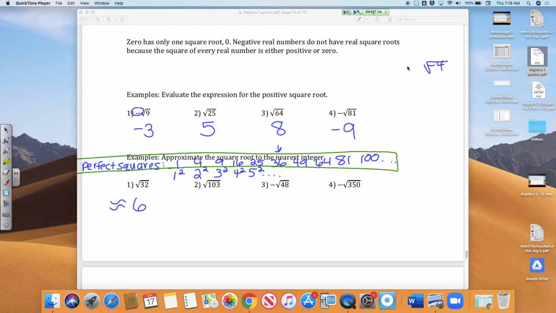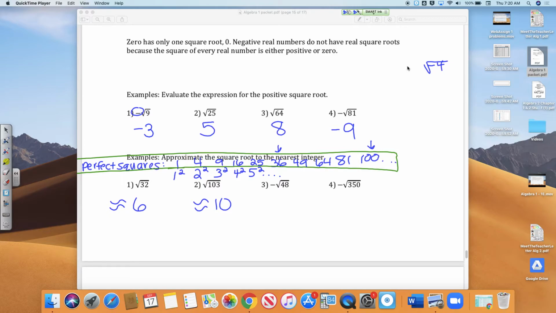Okay? Moving on to the next one. The square root of 103. So I'm looking at my perfect square list, trying to find a number closest to 103, and that's 100. 100 is a perfect square since 10 times 10 is 100, or 10 squared is 100. That means that this is close to 10. When you take the square root of 103, it's going to be approximately 10.